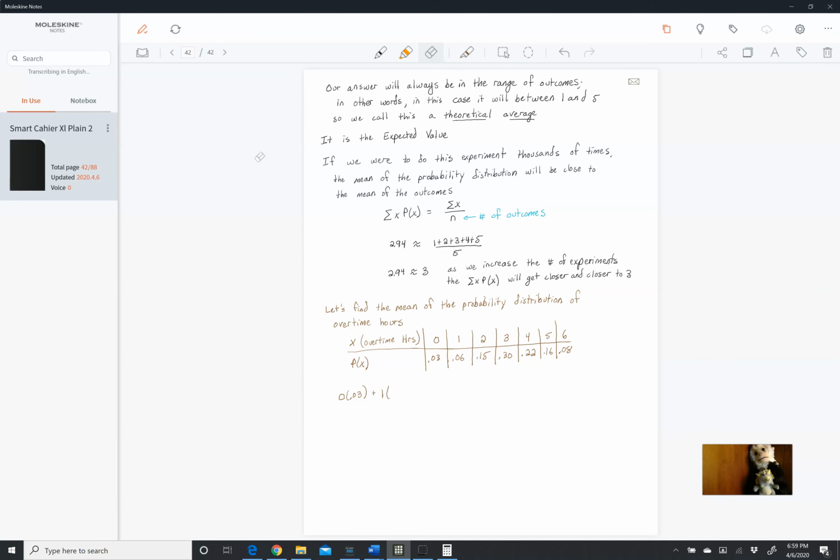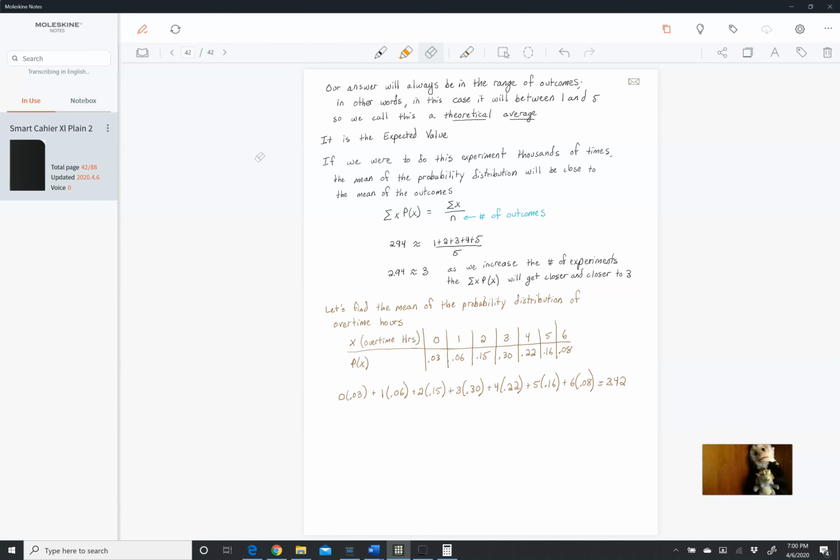So then we have 1 times 0.06 plus 2, the probability of 2 is 0.15, plus 3, probability of 3 is 0.30, probability of 4 is 0.22, probability of 5 is 0.16, and the probability of 6 is 0.08. And if we do this, we get 3.42. And you can see it's still relatively in the center, and that's because this is approximately symmetrical, okay?